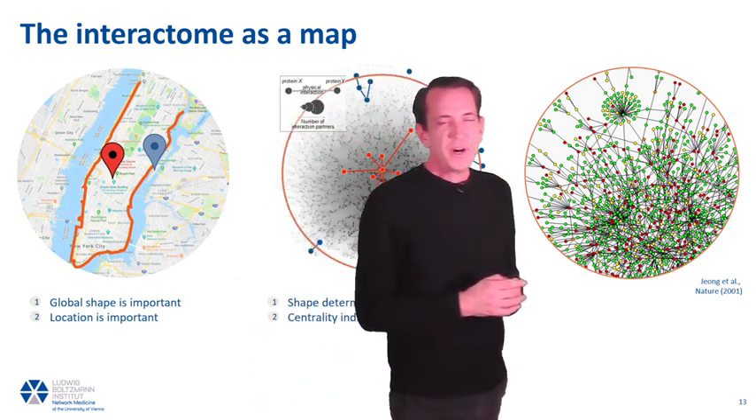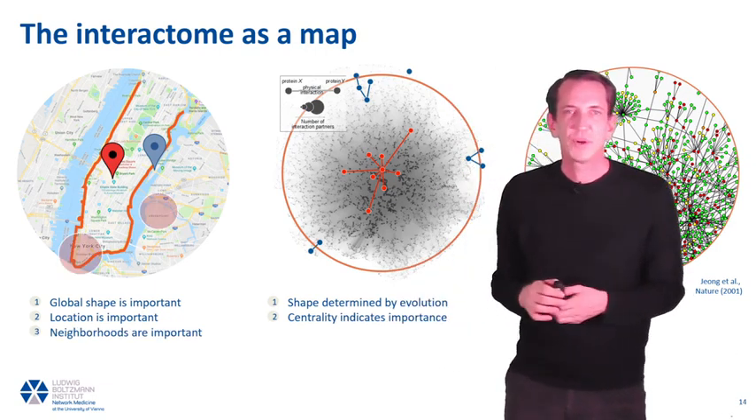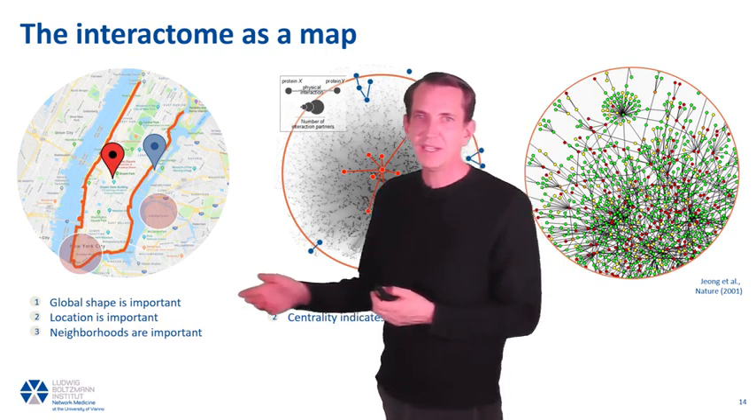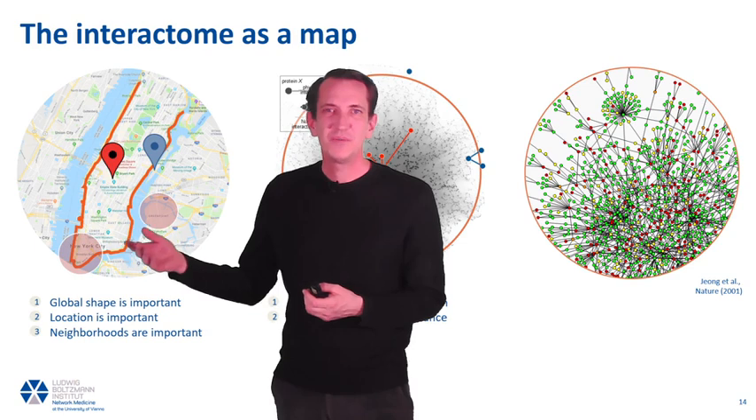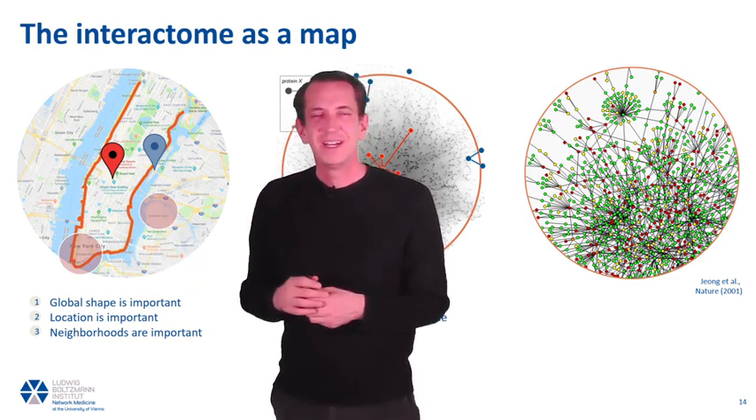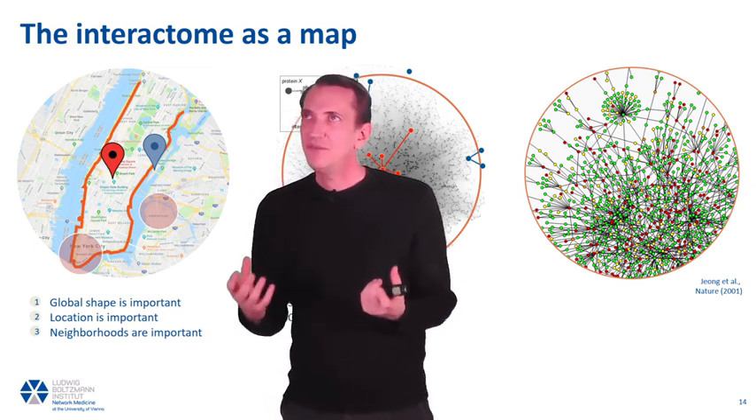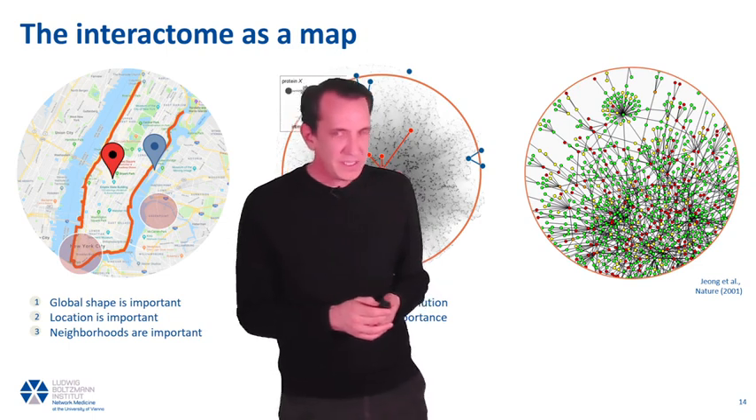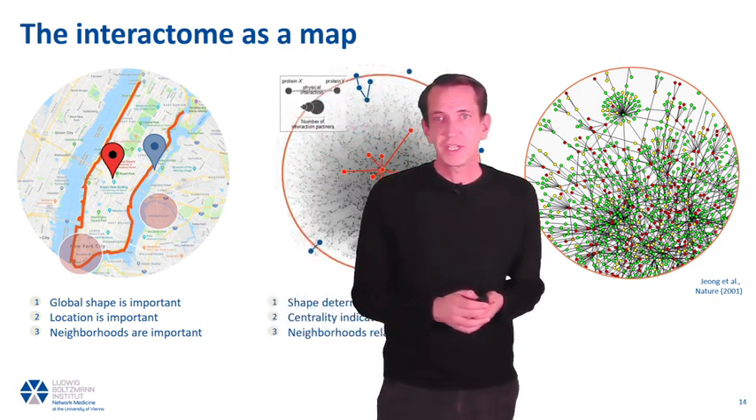So the third part of this metaphor is that neighborhoods are important. And in Manhattan, arguably Wall Street down here serves a different purpose, is frequented by a different type of people than Williamsburg. So different neighborhoods have different functions and different character, and the same can also be defined in protein-protein interaction networks.